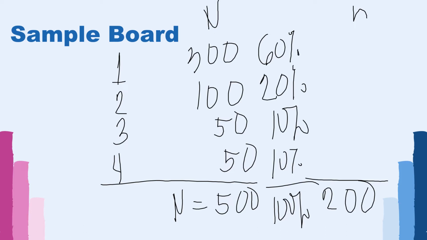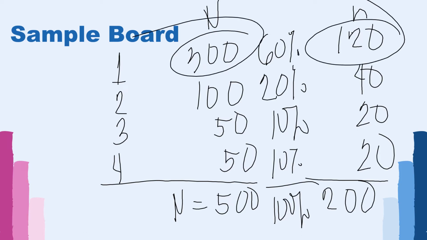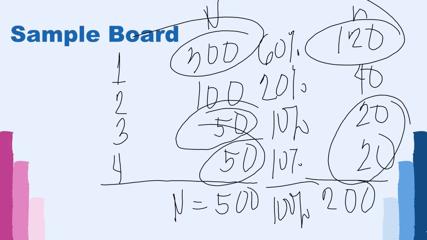So 60% of 200, meaning I will get 120 here. 20% of 200, I will get 40 here. I will get 20 from this population and 20 from this group of population. If you would look at it, since there are 300 level 1 students, they would have more participants in our research. Since there are only 50 level 3 and level 4 students, they would have fewer participants in our research.